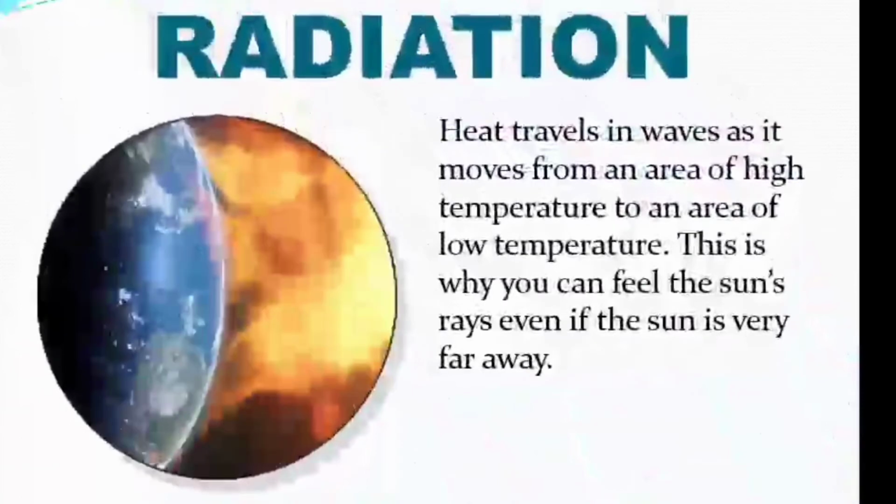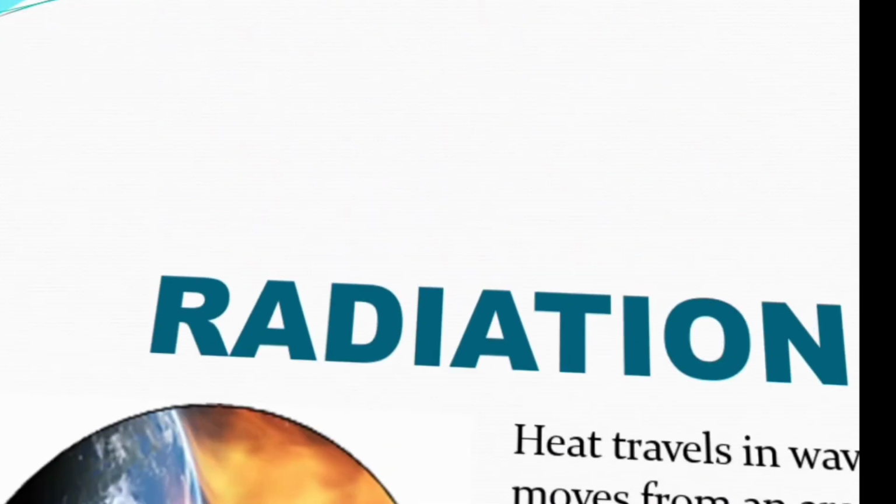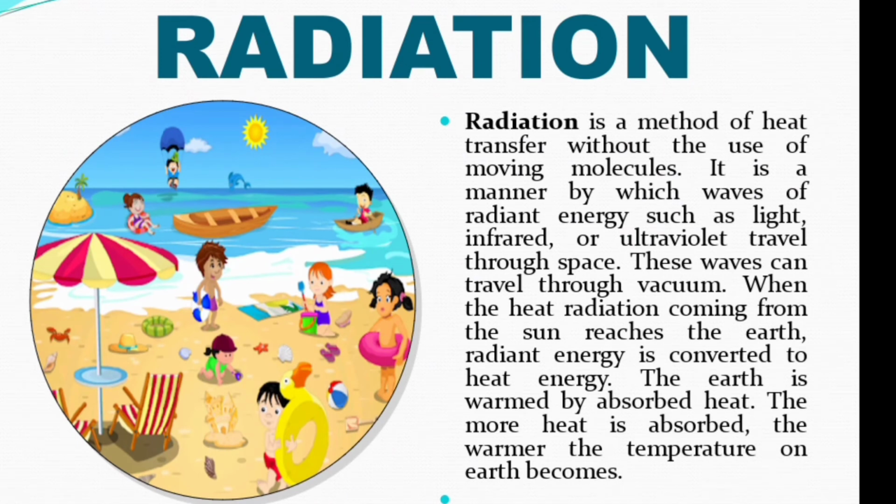Heat travels in waves as it moves from an area of high temperature to an area of low temperature. This is why you can feel the sun's rays even if the sun is very far away. Radiation is a method of heat transfer without the use of moving molecules. It is a manner by which waves of radiant energy such as light, infrared, or ultraviolet travel through space. These waves can travel through vacuum.